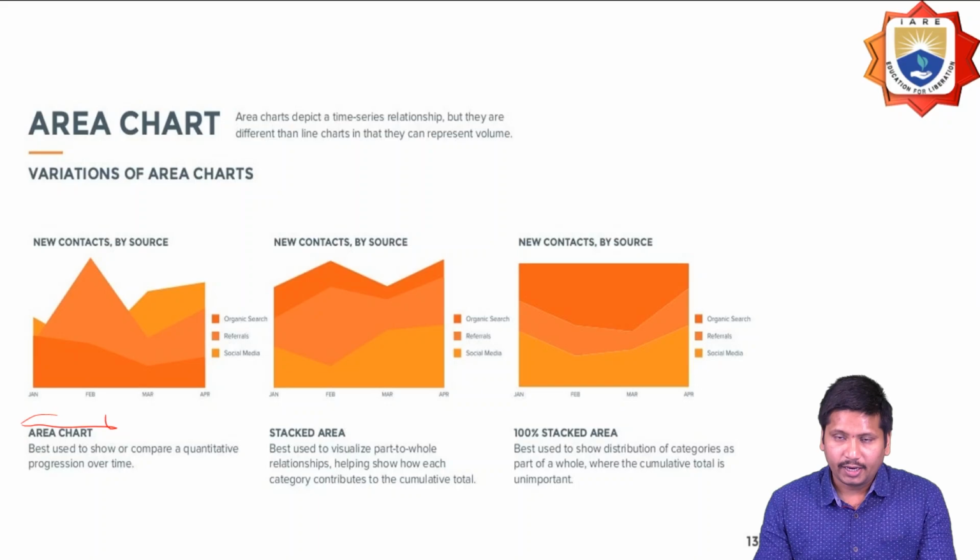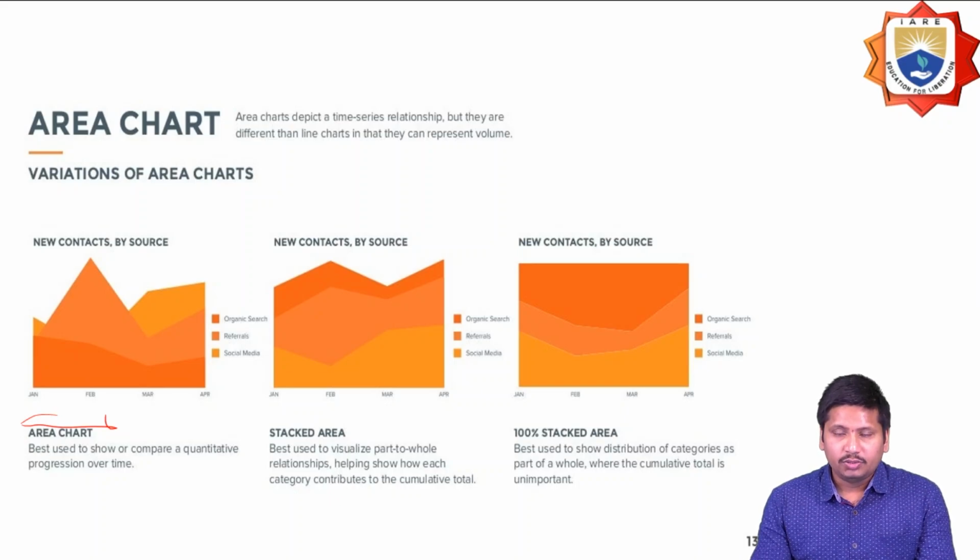And the stacked area chart is best to visualize part to whole relationships, helping to show how each category contributes to the cumulative total. And 100% stacked area chart is best to show the distribution of categories as part to whole, where the cumulative total is unimportant.